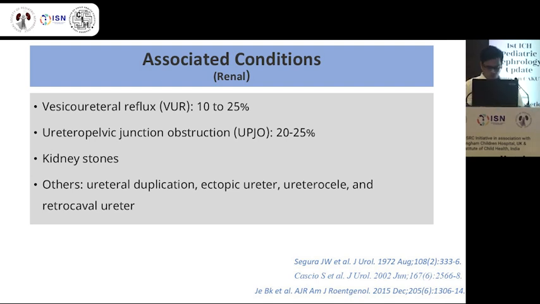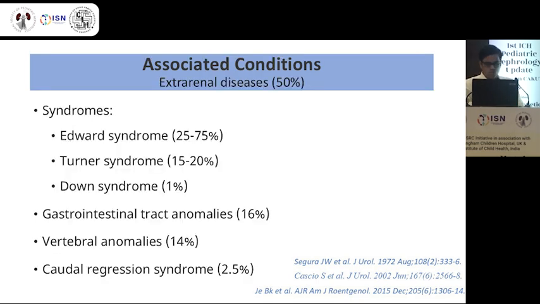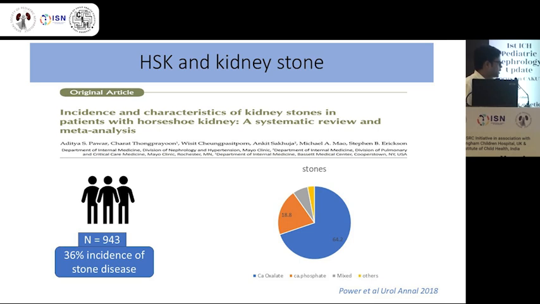So what are the associated renal problems in horseshoe kidney? The associated renal problems are reflux, around 25%, and obstruction like pelvi-ureteric junction obstruction, also up to 25%, and kidney stones, which I already mentioned. Other problems like ureteral duplication, ectopic ureter, ureterocele, and retrocaval ureter can be there. An extrarenal problem is syndromic association, like Edwards syndrome. Up to 75% of Edwards syndrome patients could have a horseshoe kidney. Turner syndrome and Down syndrome could also have a horseshoe kidney. This condition is also associated with genitourinary and gastrointestinal problems and vertebral anomalies.